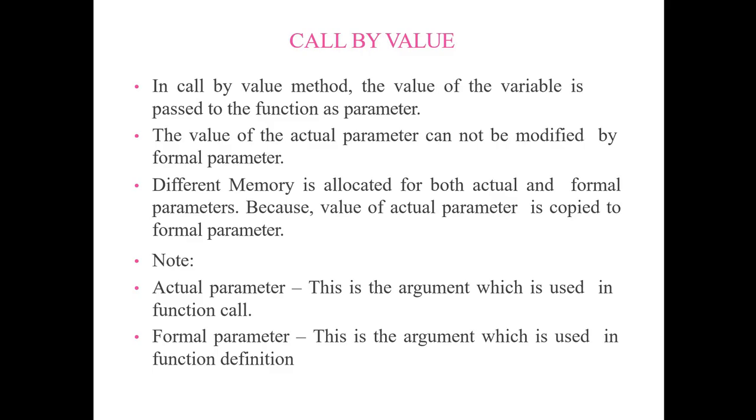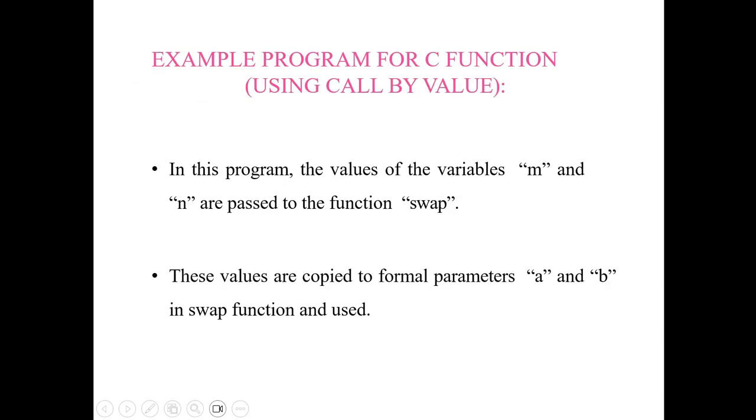This is actual parameters and then formal parameters. Actual parameters are the arguments used in the function call. Formal parameters are the arguments used in the function definition part. That is, the actual parameter is in the function call and the formal parameter is in the function definition part. In this example program, we have the swapping program. The values of the variables m and n are passed to the function swap. These values are copied to the formal parameters a and b. That is, the actual parameters are m and n and the formal parameters are a and b.